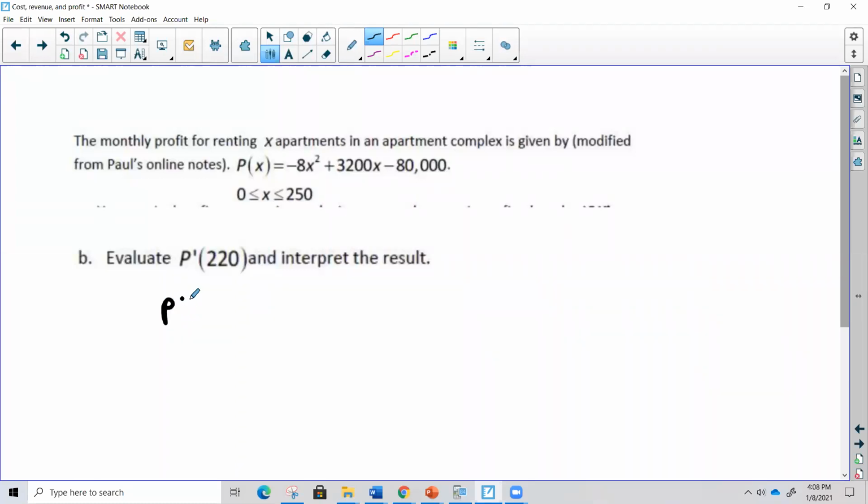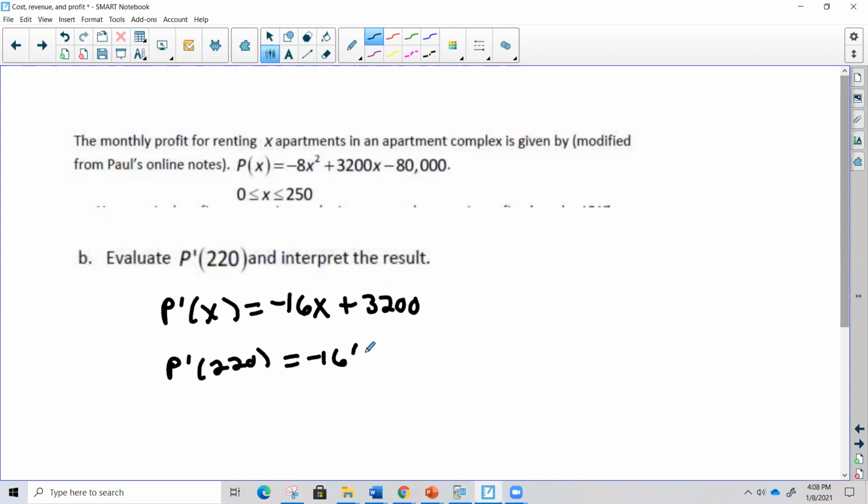Okay, so I need to first find P prime of X and then plug 220 in. So -8 times 2 is -16, and then it'd be X to the first. The derivative of 3200X is 3200, and the derivative of 80,000 is 0, so we don't need to write it. Then I'm going to plug in 220 for X and simplify. And that gives me -320.